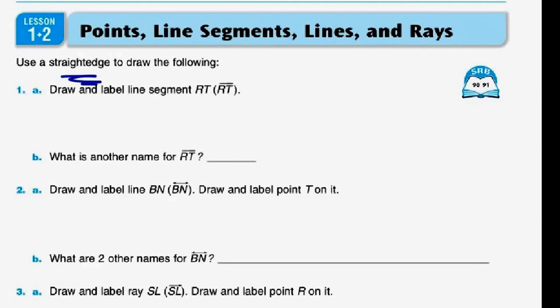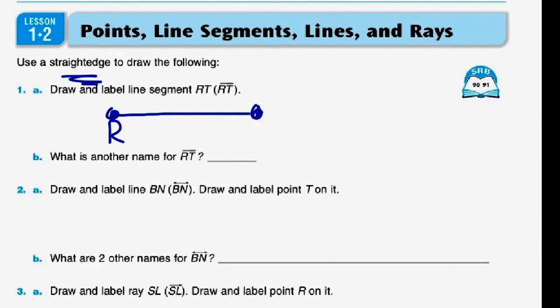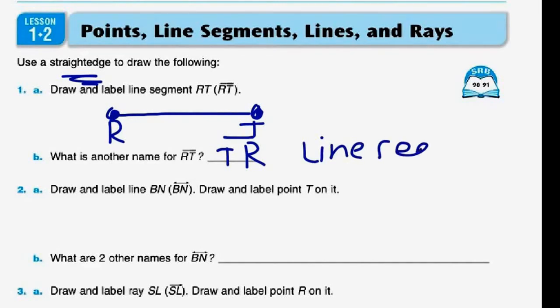So 1A is going to ask us to draw and label line segment RT. Yours is hopefully going to be much straighter than mine is about to be, because I do not have a straight edge here on my iPad. But you're going to use your straight edge to draw and label line segment RT. I'm going to draw a line segment, making sure that it has an endpoint on both ends, and I will label one R and the other T. They ask what is another name for line segment RT, and we could also call that line segment TR, notated like that, or you could write out line segment TR.